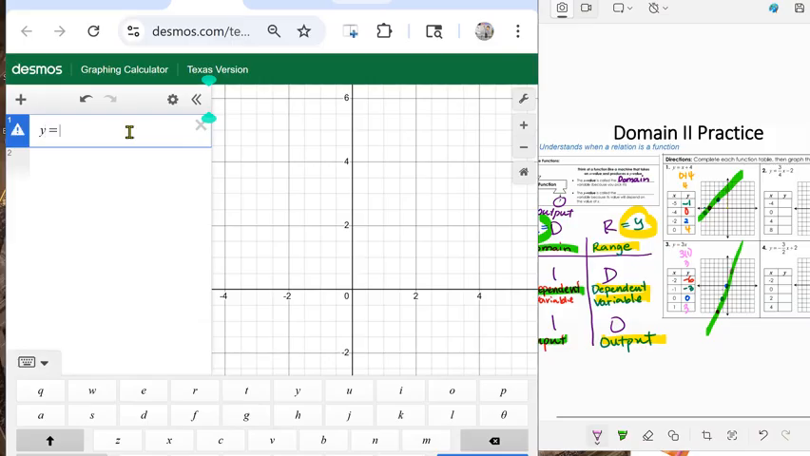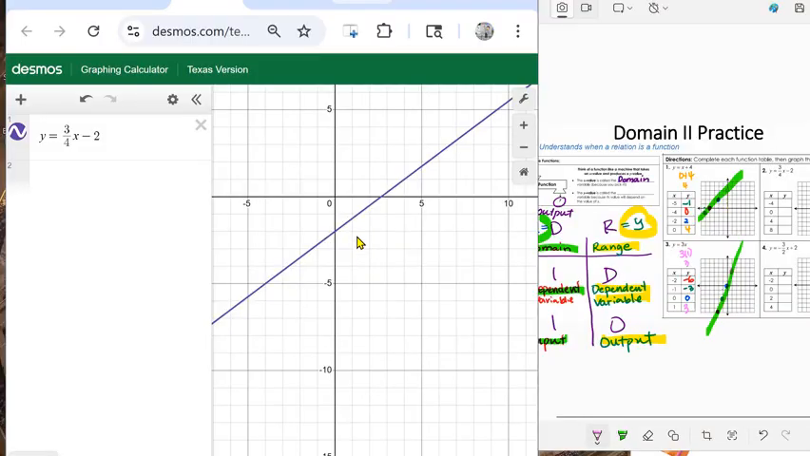Y equals, tell me, what's the equation? 3/4x minus 2. Minus or plus? Minus 2. That's my graph.